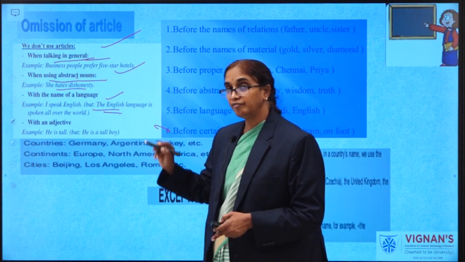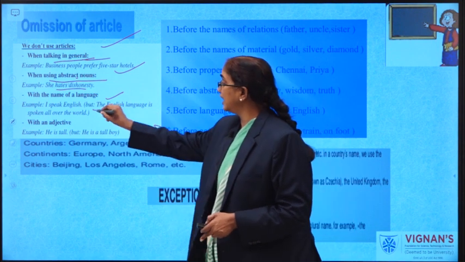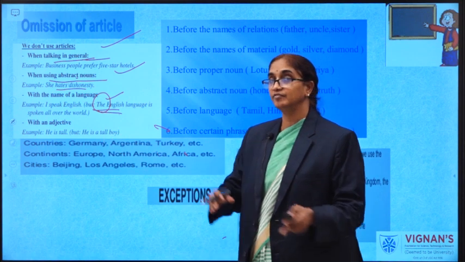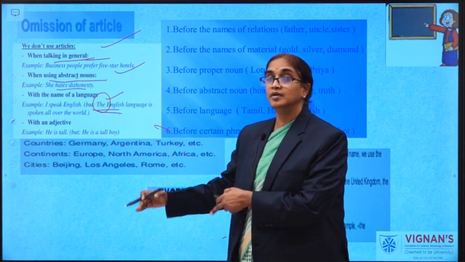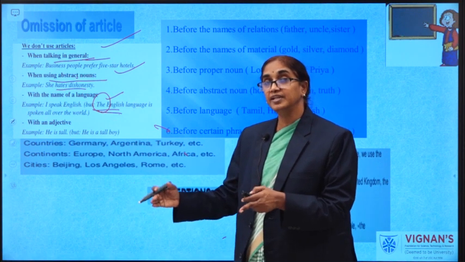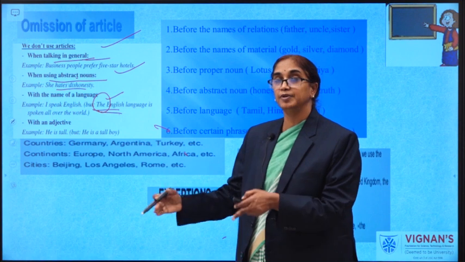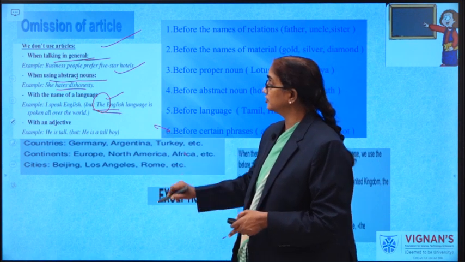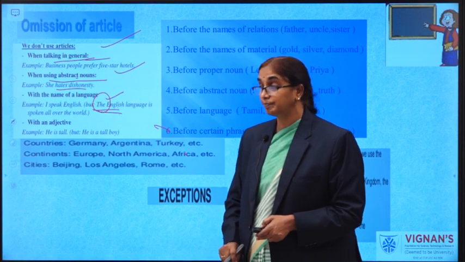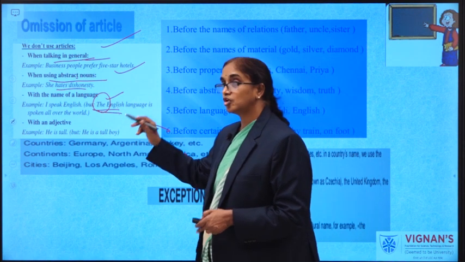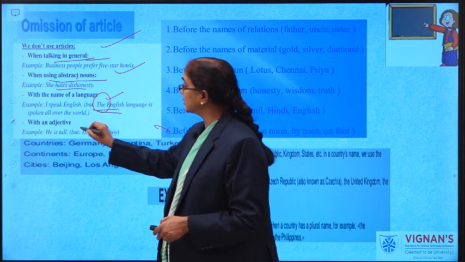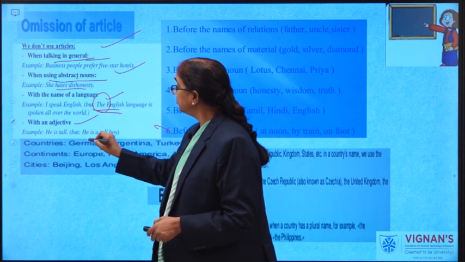So when you are referring to the language, you don't use article the. But when you put the article the, you are not referring to the language, but you are referring to the people of that particular nationality. When I say the English, what do I mean? I mean the English people, the people who live in Great Britain, who speak English. So I'm not referring to the language, but I'm referring to the people of that particular race or of that particular nationality. Also, we don't use article the before.